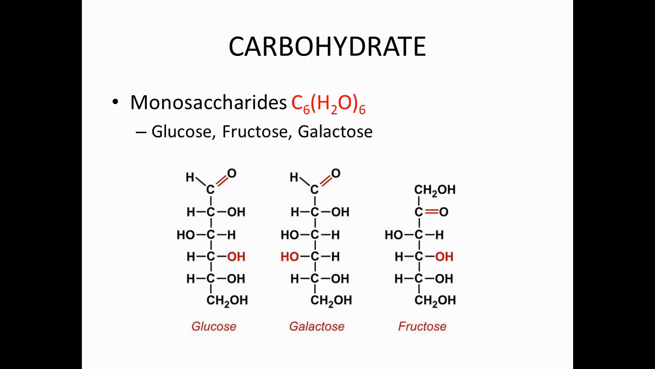One of them is monosaccharide, which has 6 carbons and 6 water molecules in it, and those are glucose, fructose and galactose. As you can see in the picture, glucose, fructose and galactose have the same number of carbon and the same number of water molecules in their structures. The only difference is that they have different chemical structures, and they are isomers of each other.